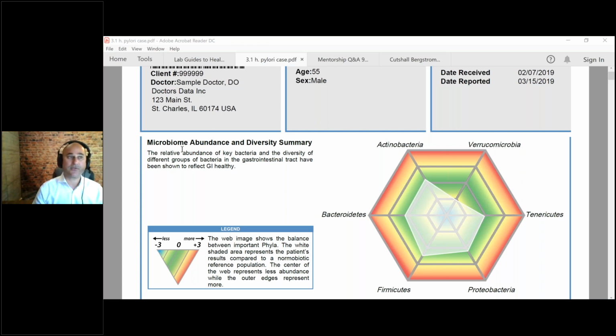And there's a whole bunch of different labs. So the lab companies, well, I was just showing them right here, Doctors Data or Diagnostic Solutions. There's also the GI effects test from Genova. That's a good gut test.